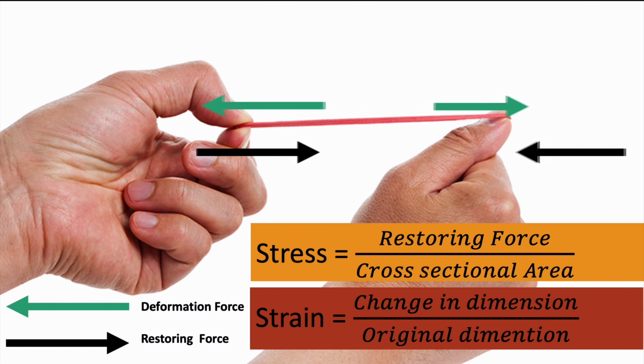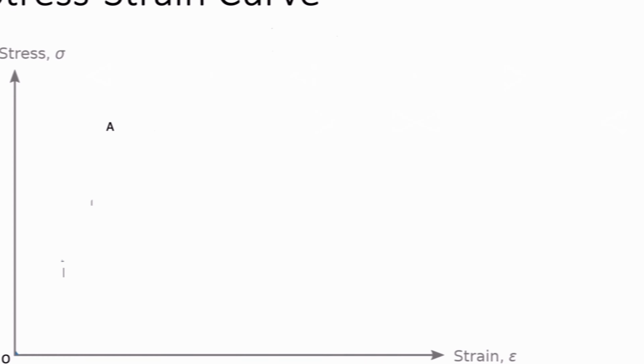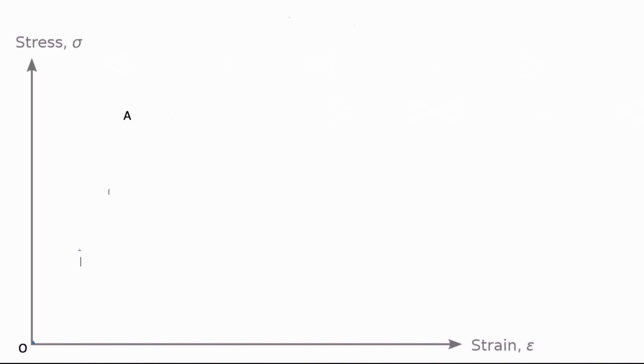Stress and strain developed in the body can be determined experimentally by means of load testing with the help of a universal testing machine. In standard experiments, strain value will be plotted along the x-axis and at the same time the y-axis will be representing the stress value.